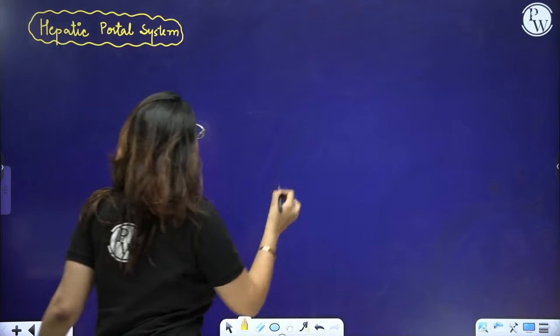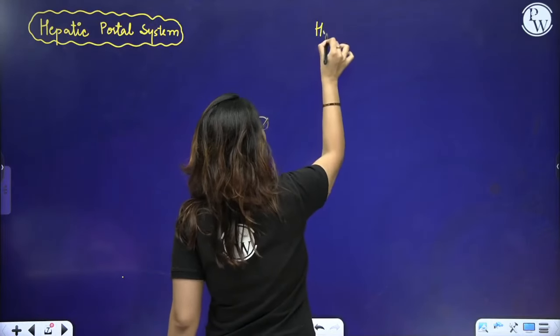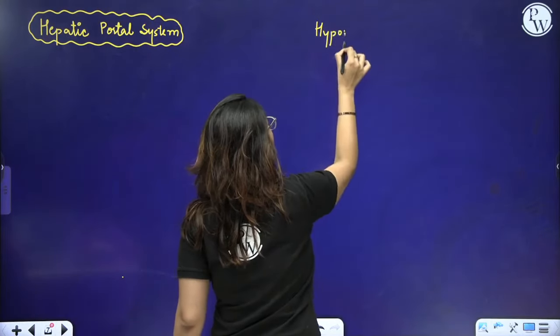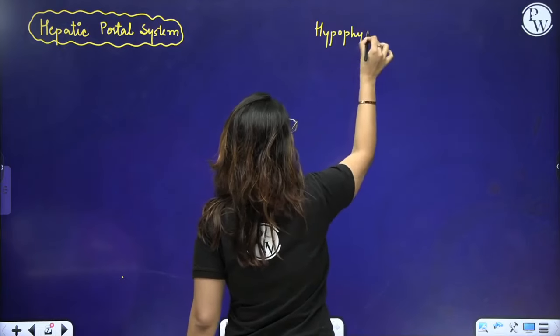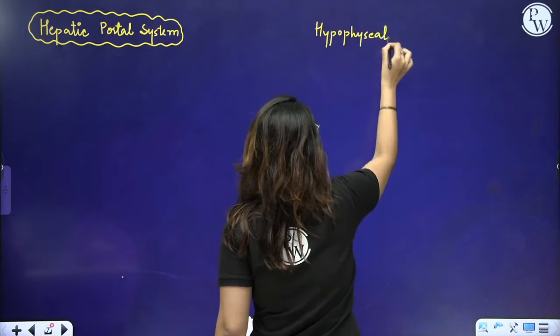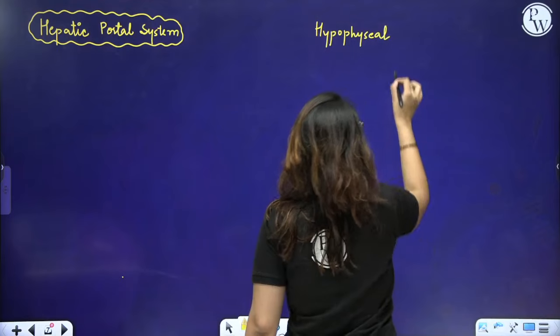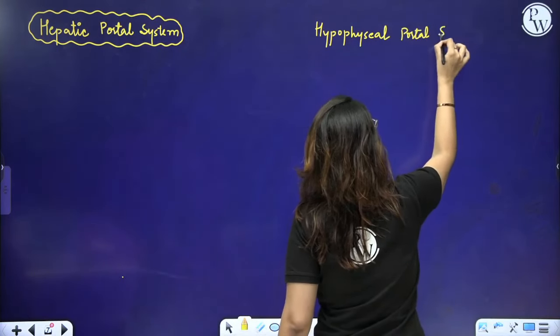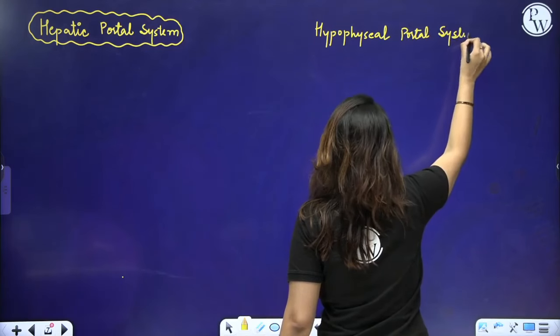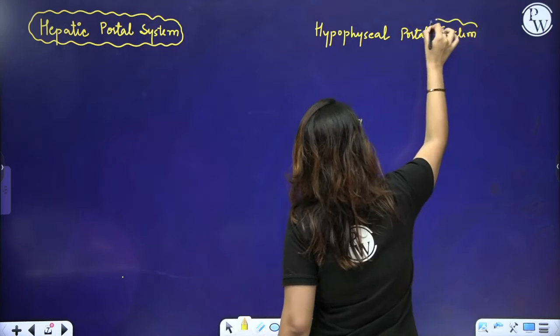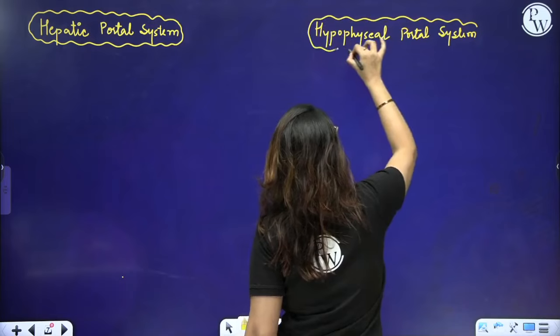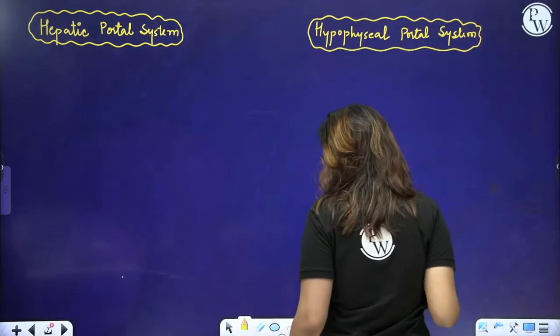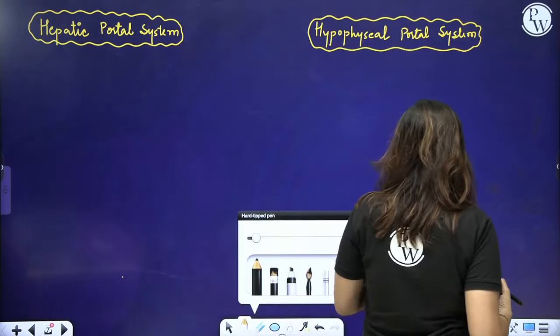Clear? Next, we will be discussing hypophyseal in a very short way. I'll be making you understand this topic. Hypophyseal portal system we will be discussing in the chapter chemical coordination also. But here I'm just giving you an overview of these two topics.